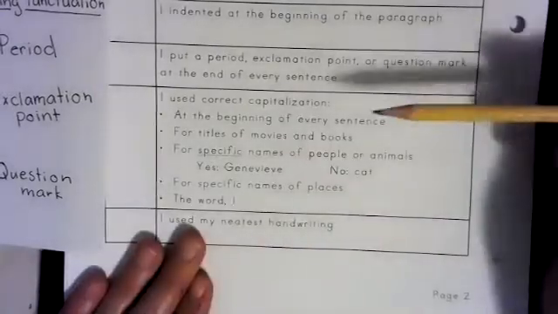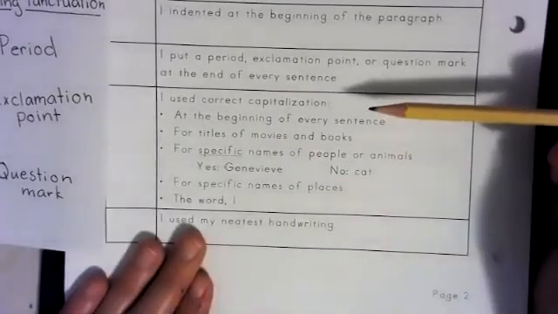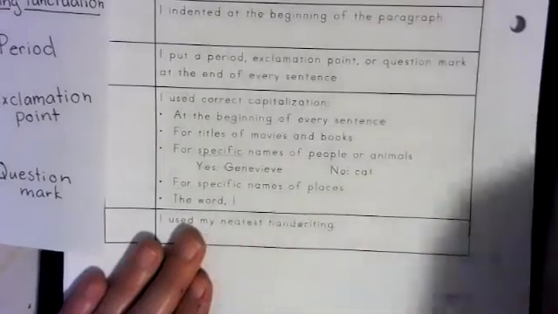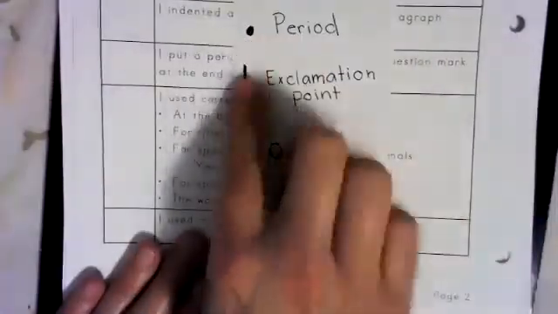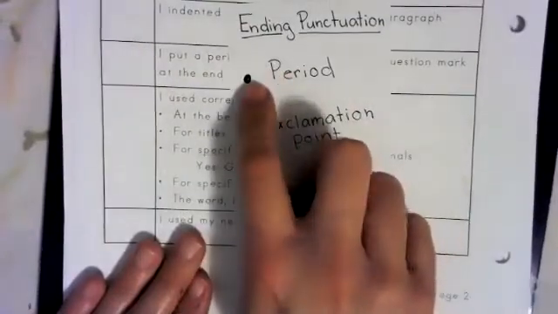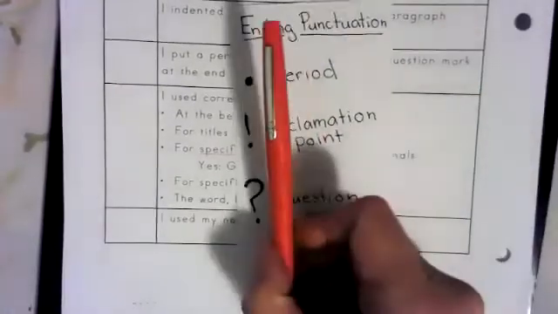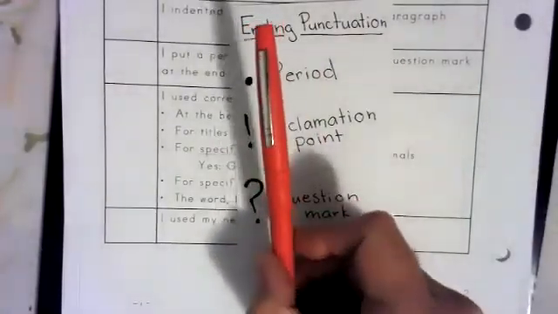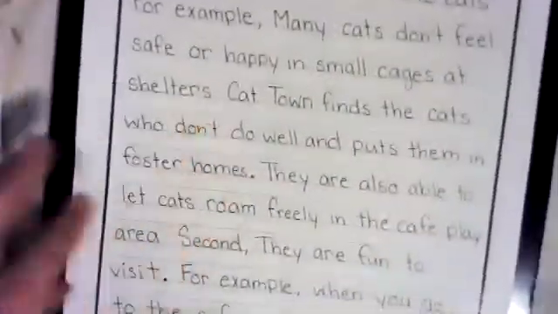Okay, so first, we want to make sure that we look for the punctuation at the end of sentences. So I'm going to read it one time, and I'm going to look for periods, exclamation points, and question marks. And when I see them, I'm going to take my red marker and circle them. Let's get it bigger so you guys can see it.